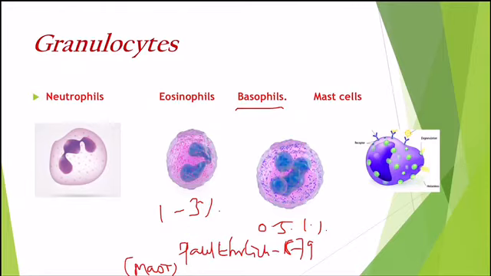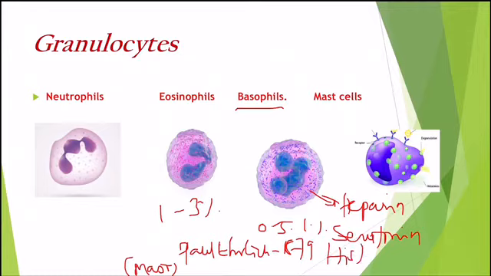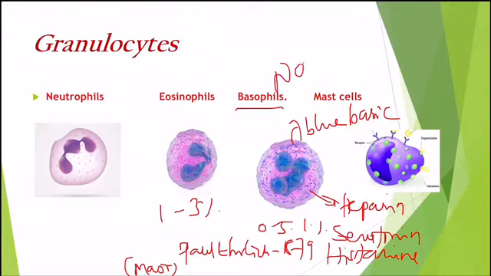The nucleus has two lobes, and the granules contain heparin, serotonin, histamine and other enzymes. They stain blue with basic dyes. They are non-phagocytic.